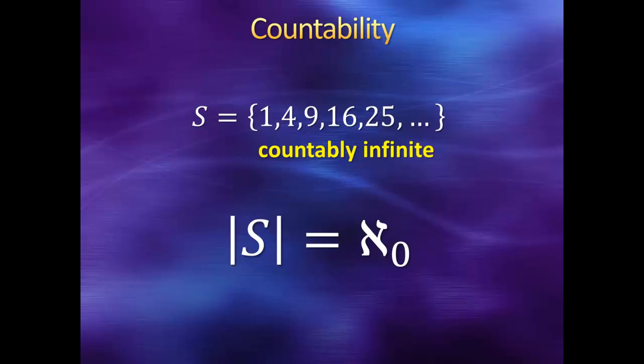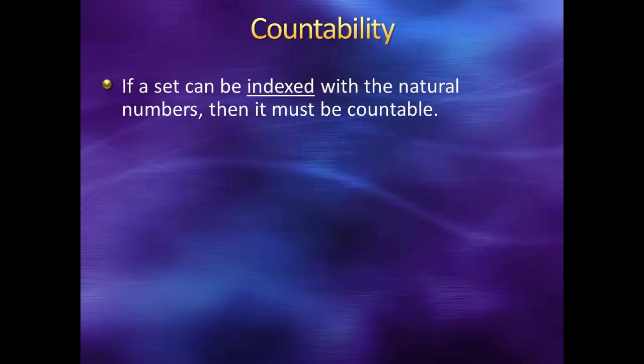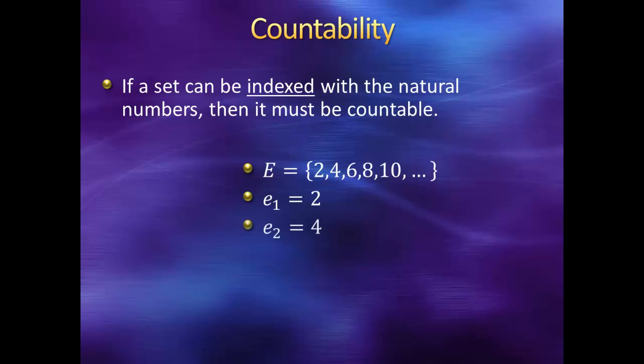Remember when we said that although a set is not ordered, we could make it ordered by indexing it with the natural numbers? Well, if we can index a set with the natural numbers and ensure that no element of the set will be left out, then we can conclude that it must be countable. So, for example, the even natural numbers are countable. All we have to do is list them. So we could say that the first even natural number is 2, the second even natural number is 4, the third is 6, the fourth is 8, and so on.